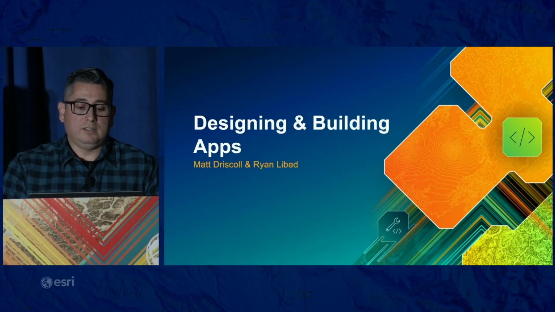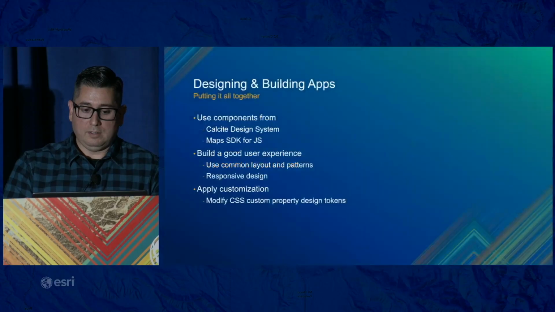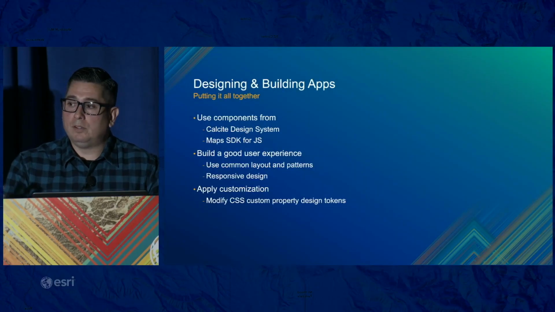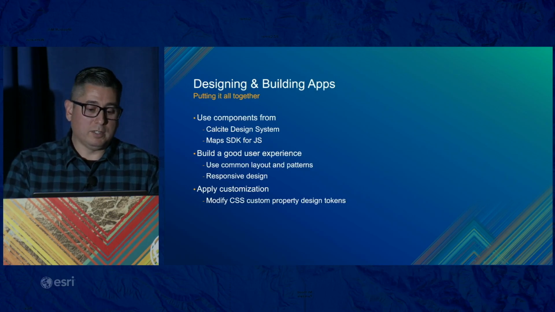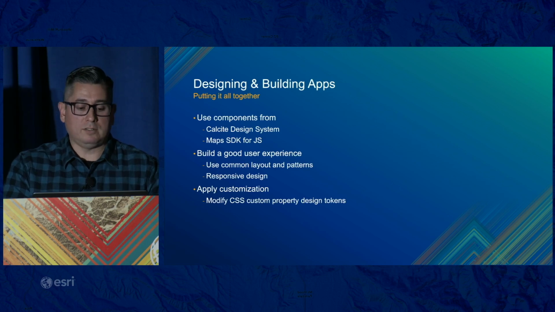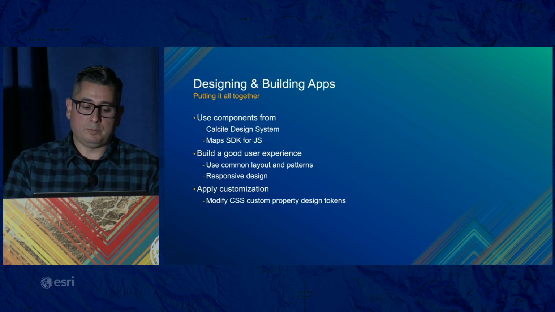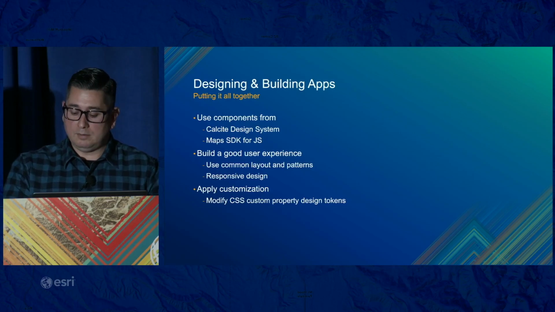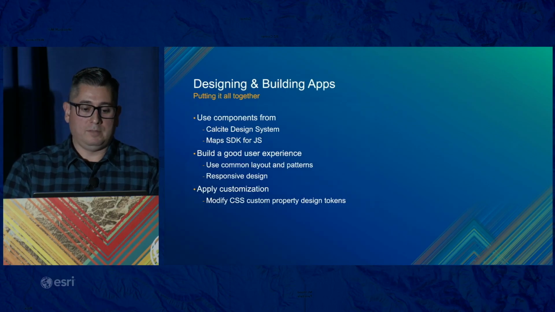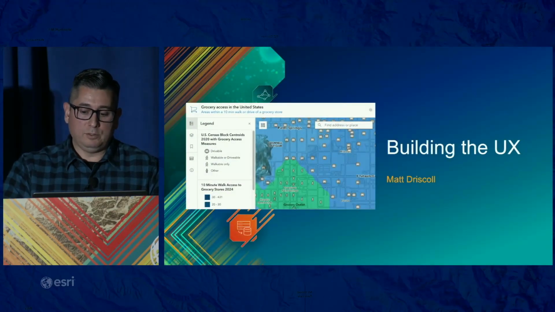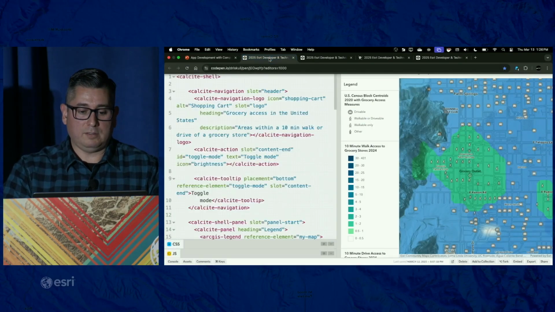So now we can talk about actually designing and building these apps. Basically what we're going to do next is put all this together, use the components from the Calcite Design System, as well as the Maps SDK for JavaScript, and build a few user experiences using common layouts and patterns. And we'll introduce a little bit of responsive design as well. And then we'll go into applying some customization using design tokens to tweak the branding of one of the apps. So let's jump into building user experience.